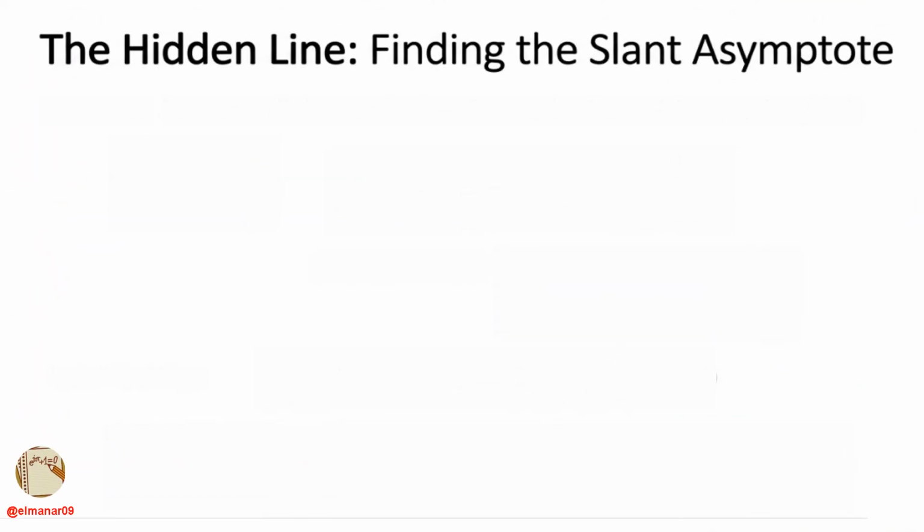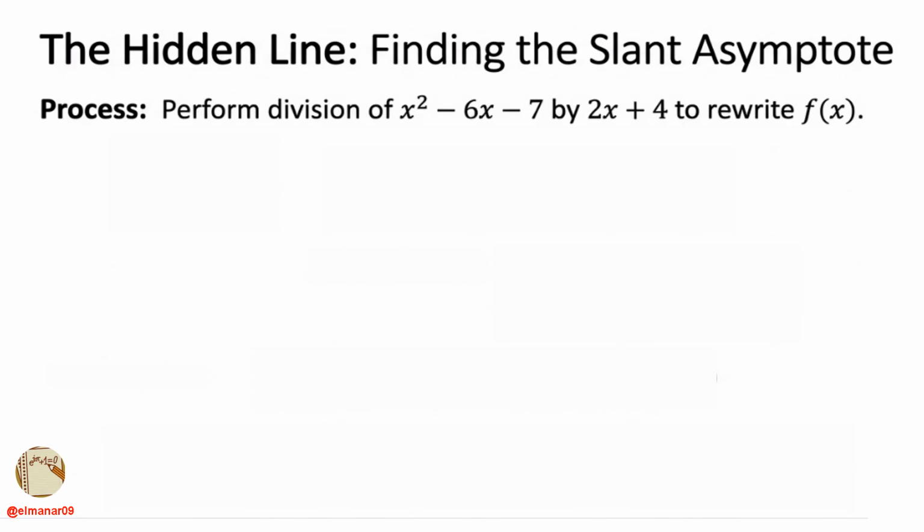The hidden line. It sounds like a mystery novel, doesn't it? But it's even better. It's the slant asymptote. Sometimes a function doesn't just settle for a flat horizontal line. It wants to follow a path, a slope, a direction. Now follow me closely. Look at the process on the slide. We have a function f of x that looks a bit complicated. To find this hidden line, we perform a division. We take that quadratic expression, x squared minus 6x minus 7, and we divide it by 2x plus 4.